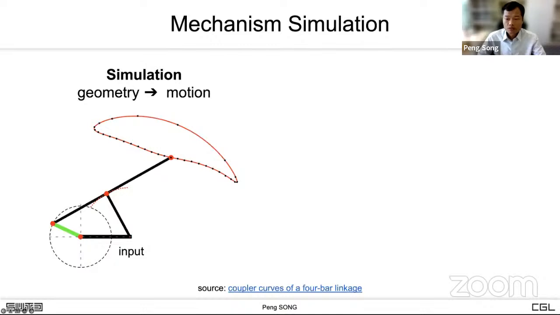Now we know how to compute the motion of a mechanism when knowing its geometry. In this example, the motion of the green link is the driving motion, which is a simple rotational motion. Given the mechanism geometry with 4 joints, we want to compute the output trajectory of the end effector, which is shown in red. We call this problem kinematic modeling or simulation.